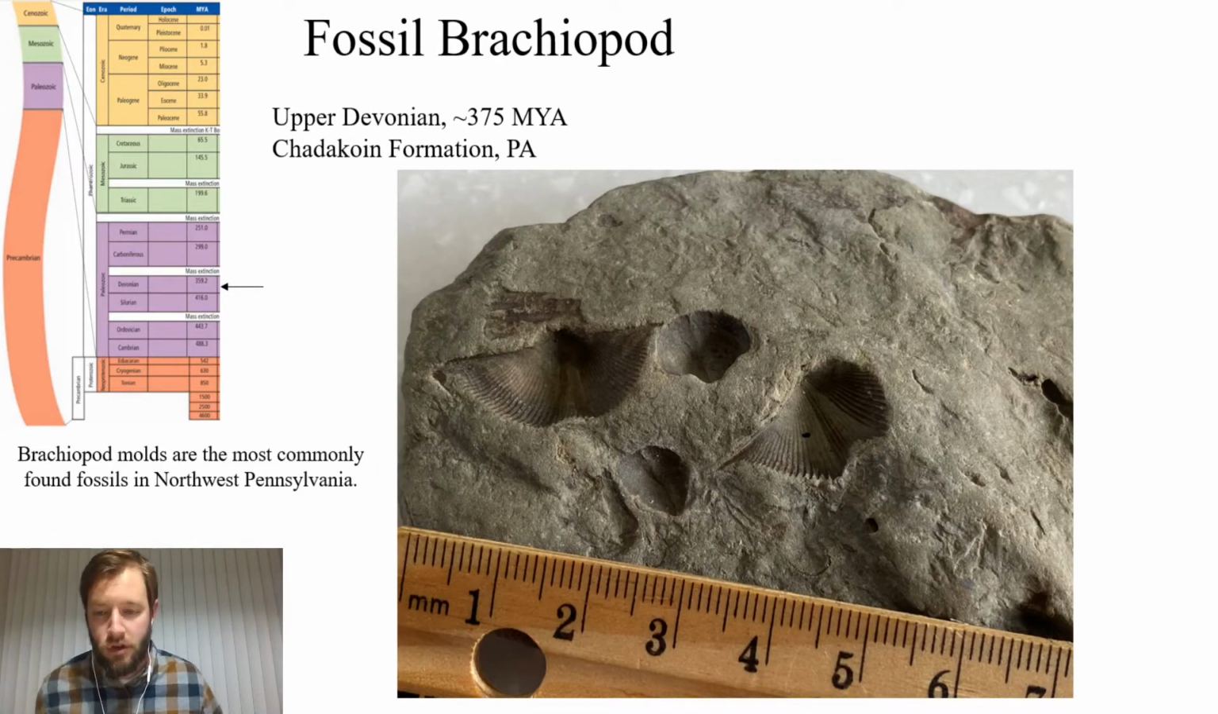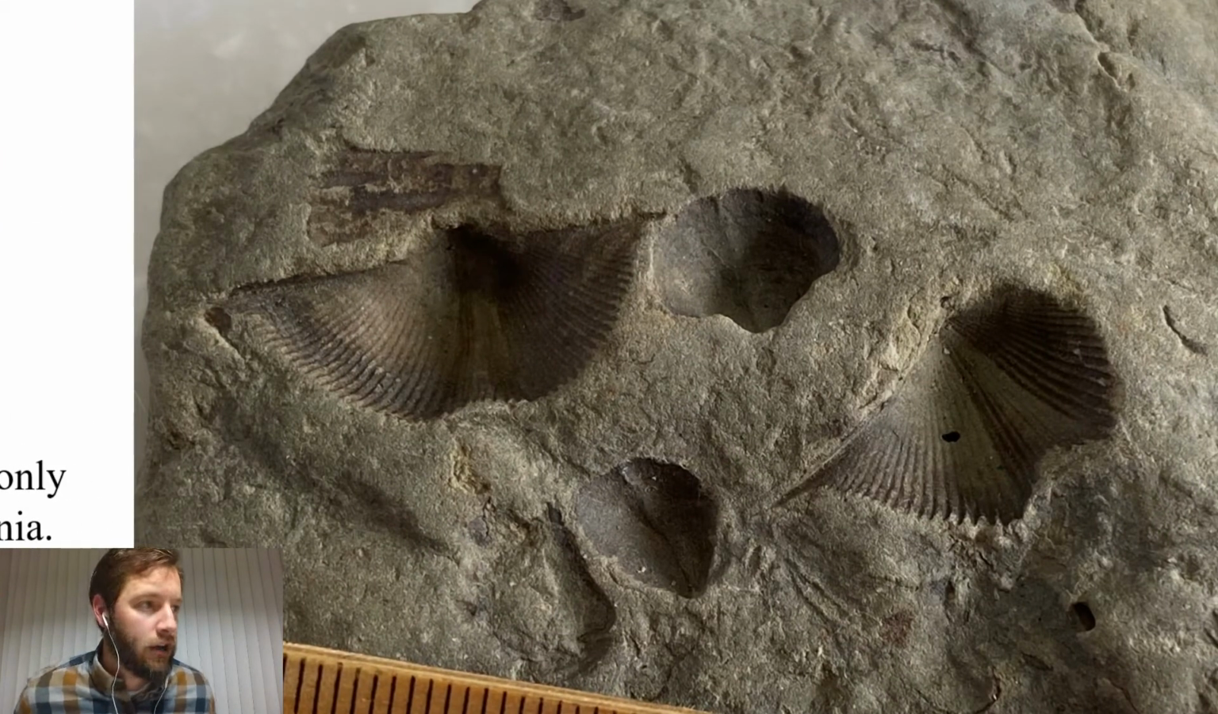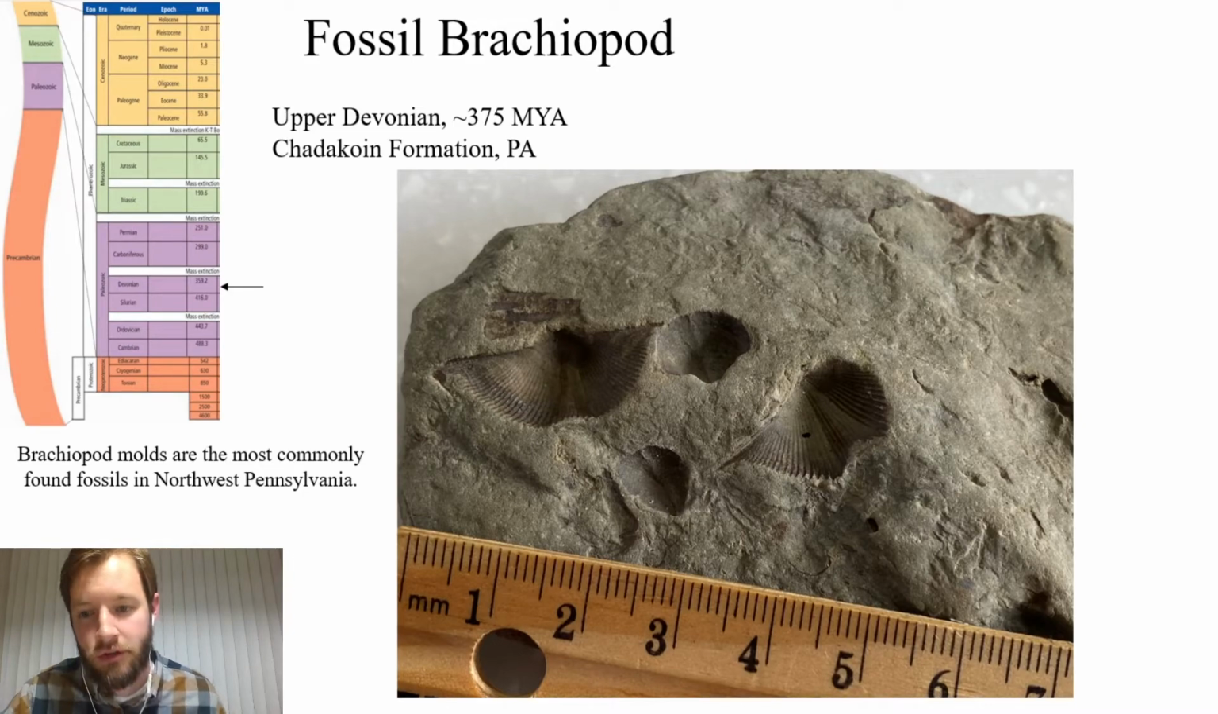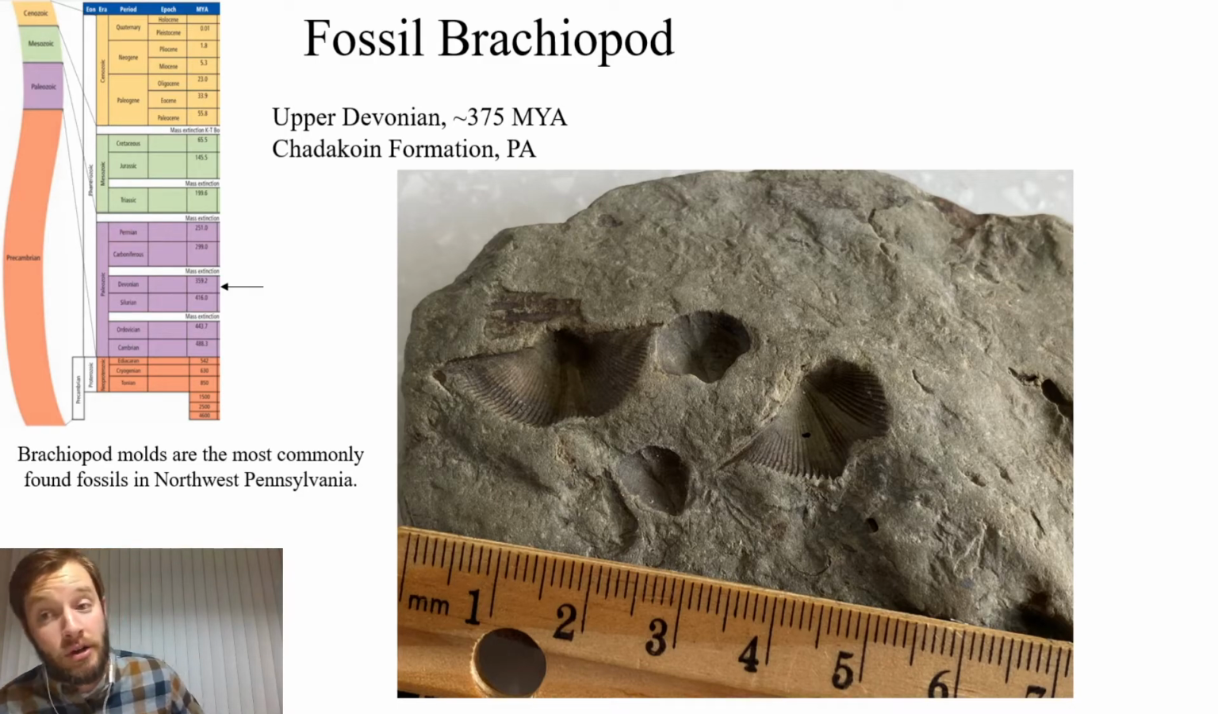These are Brachiopod molds. This is a sample that I found as a child, and I've always held on to it because these are very good impressions of the brachiopods. Brachiopods are bivalve organisms similar to clams or mussels, but brachiopods are just a very diverse group. This is the most common fossil found in northwest Pennsylvania. Molds are the most common, but you could also find casts, which would fit right inside those molds. This is from the Upper Devonian, 375 million years ago.